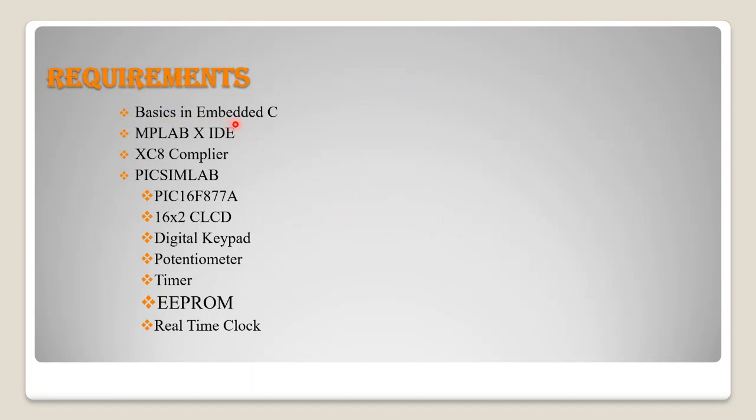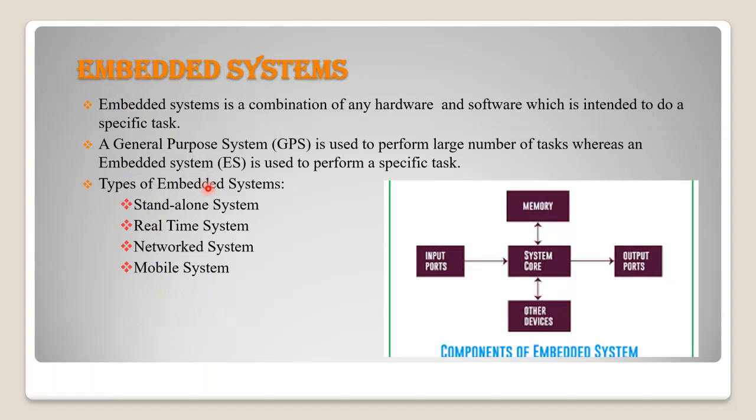Requirements: basics in Emertxe, MPLAB X IDE, XC8 compiler, PICSimLab. Embedded systems. An embedded system is a combination of hardware and software which is intended to do a specific task. A general purpose system is used to perform a large number of tasks, whereas an embedded system is used to perform a specific task. Types of embedded systems: standalone system, real-time system, networked system, mobile system.